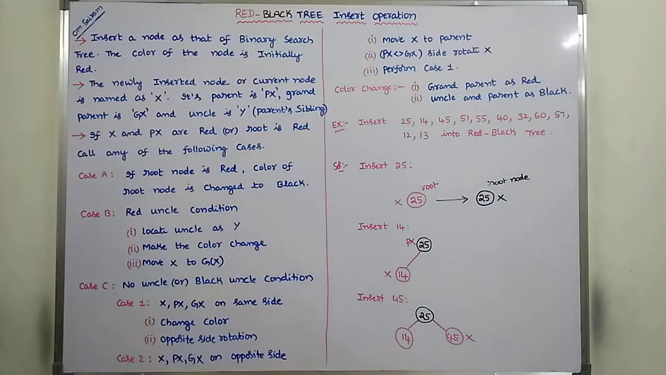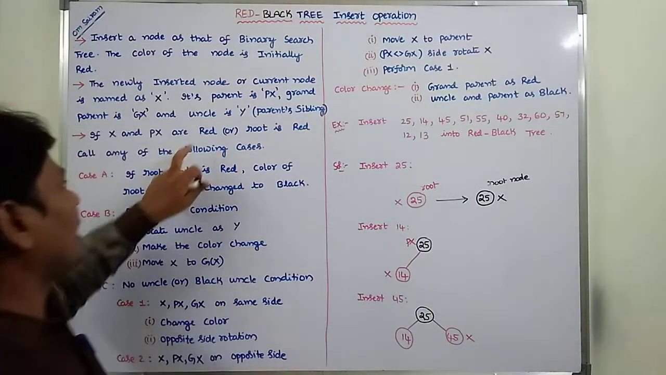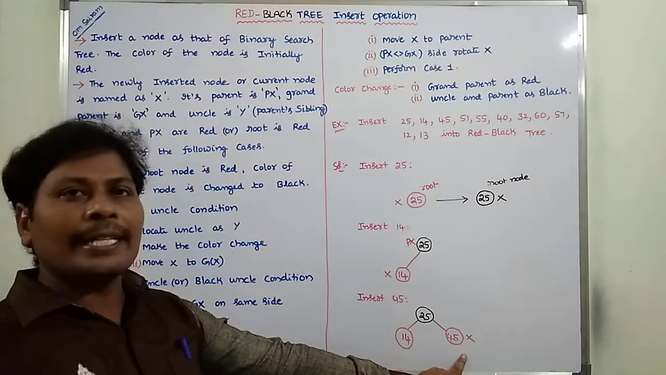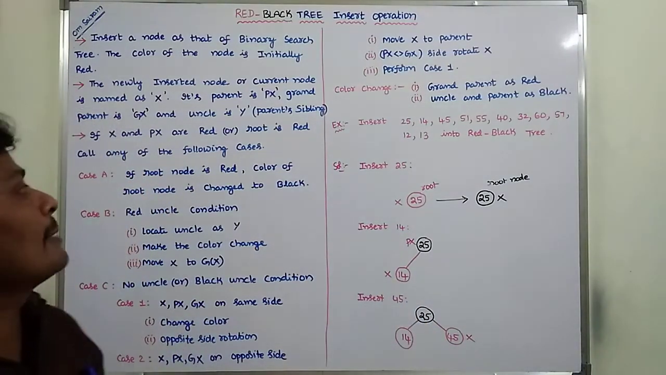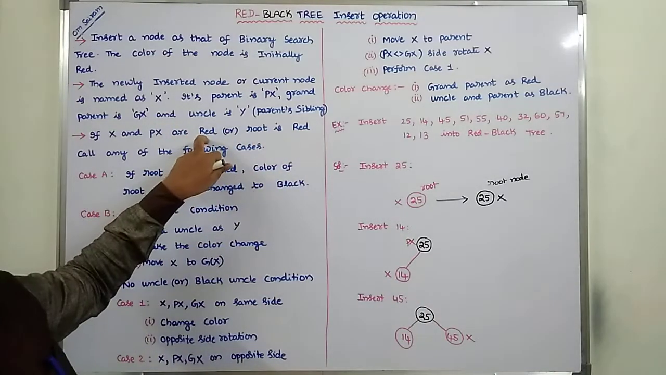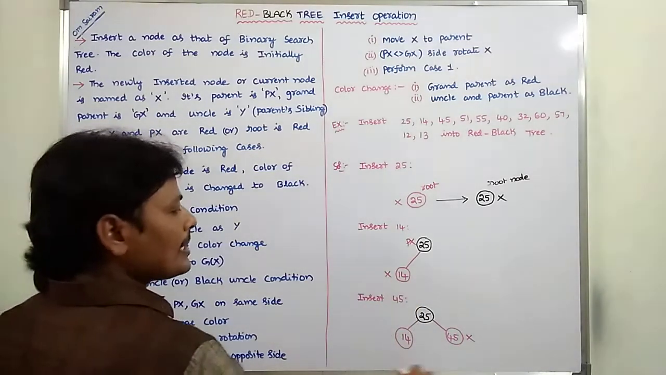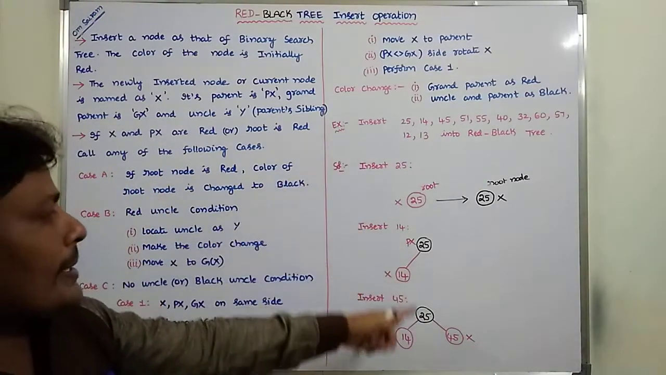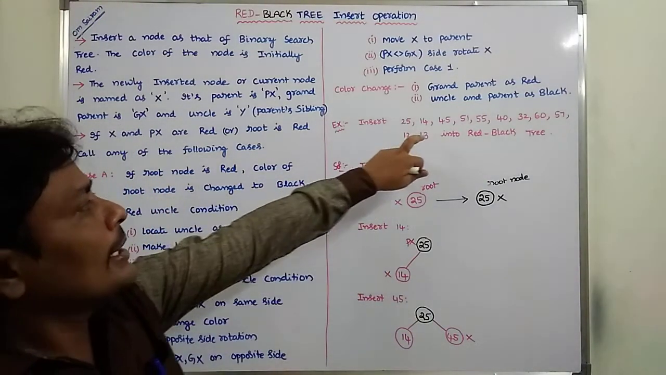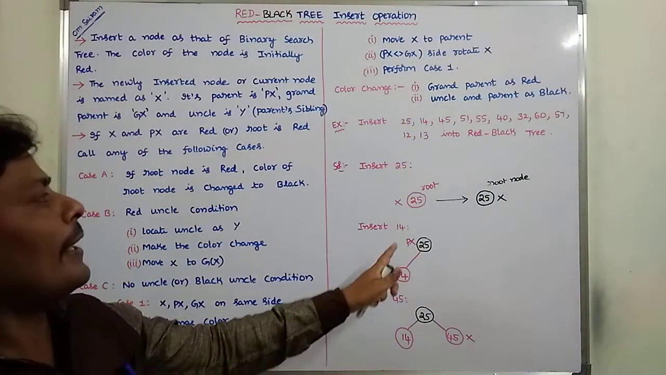Okay, next, here X and Px. So this is X and this is Px. Are X and Px red color? No. 45 is a red node, and 25 is a black node. This condition is false. Root is red? This condition is false. Both are false. Then there is no need to go to case A, case B, case C. Okay, now this is correct. Up to now, this is the red black tree after inserting 3 nodes. Now we go for the fourth node.